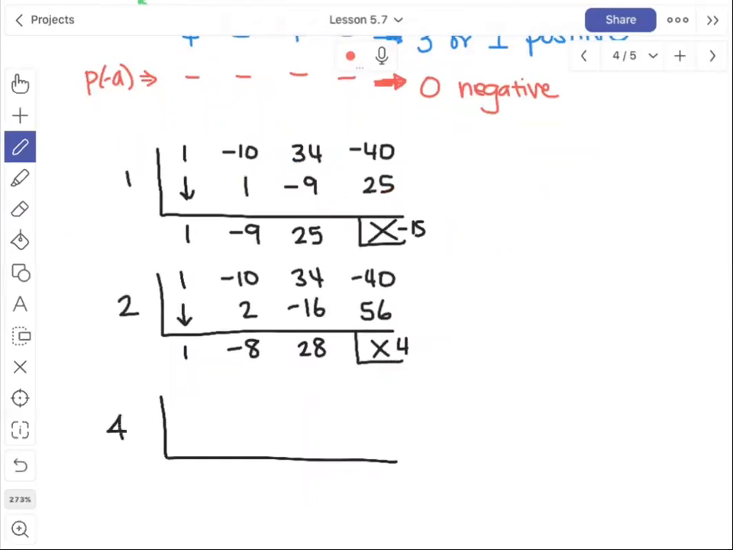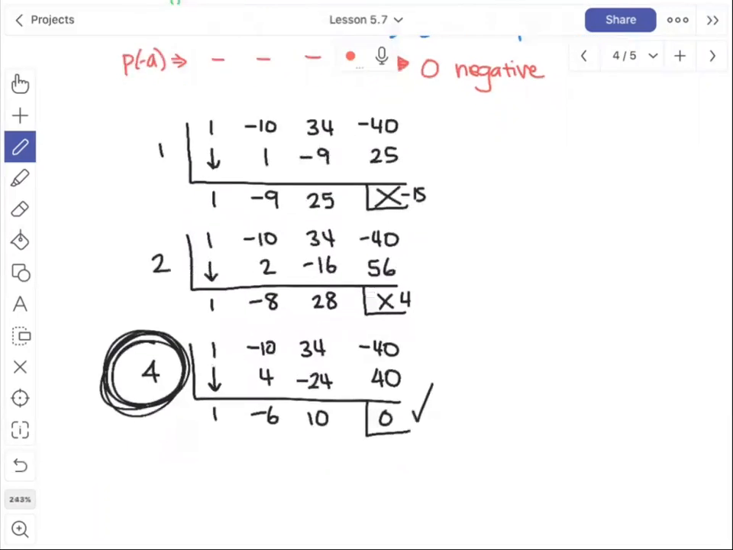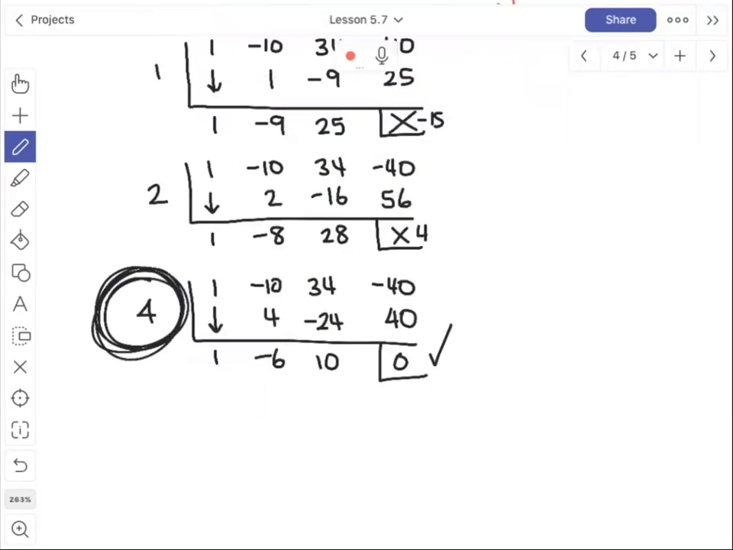Let's try 4. 1, negative 10, 34, negative 40. Drop it down, multiply, add, multiply, add. Yes, we got the 0 remainder. All right, so that means 4 is a 0. Awesome, and not only that, I have my depressed polynomial here, which looks like I might build a factor.